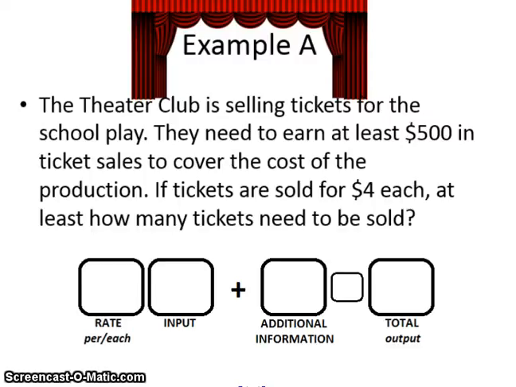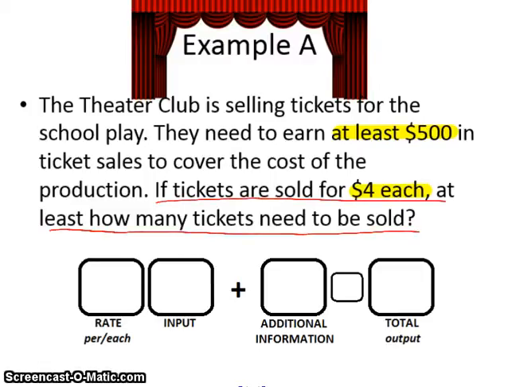Example A says the theater club is selling tickets for the school play. They need to earn at least $500 in ticket sales to cover the cost of the production. If tickets are sold for $4 each, at least how many tickets need to be sold? So I need to take my highlighter so I can highlight the important information. The words at least and 500 are really important. And $4 each are also important. And then I always underline my question.